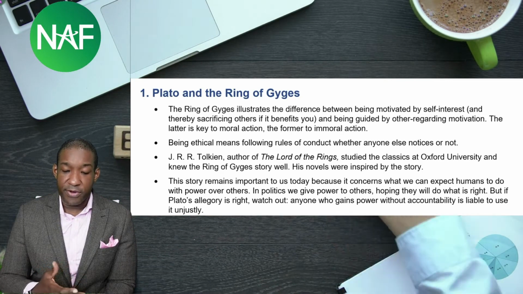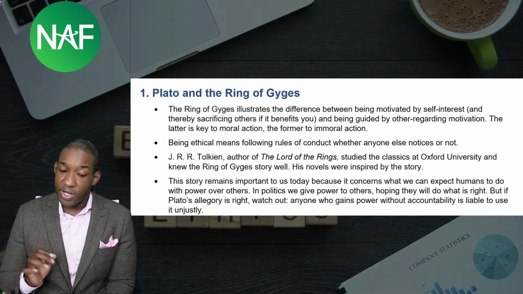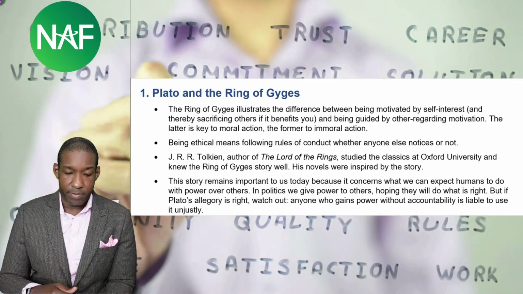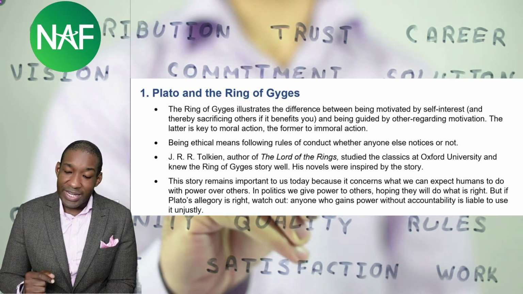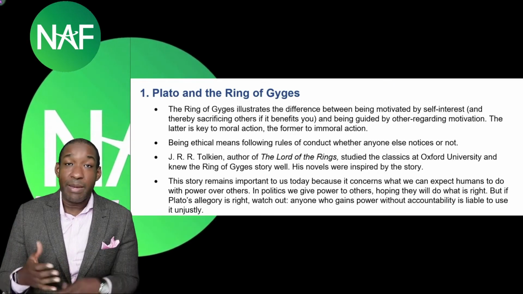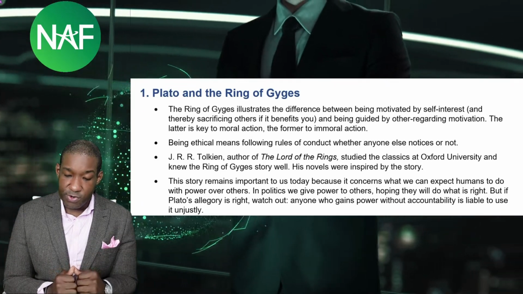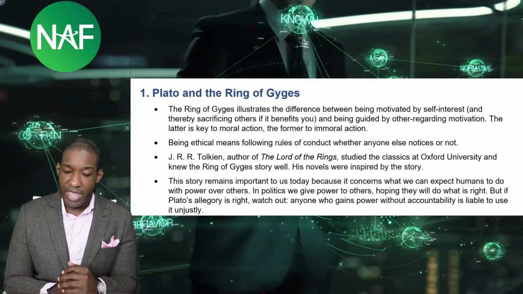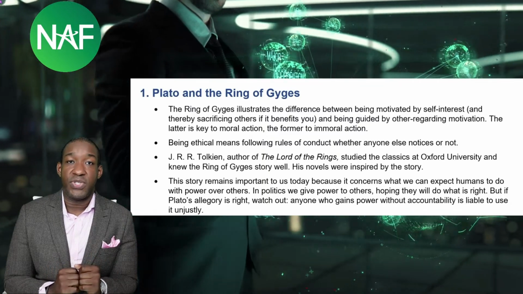J.R.R. Tolkien, author of Lord of the Rings, studied the classics at Oxford University and knew the Ring of Gyges story well. His novels were inspired by the story. This story remains important to us today because it concerns what we can expect humans to do with power over others. In politics, we give power to others, hoping they will do what is right. But if Plato's allegory is right, watch out. Anyone who gains power without accountability is liable to use it unjustly.